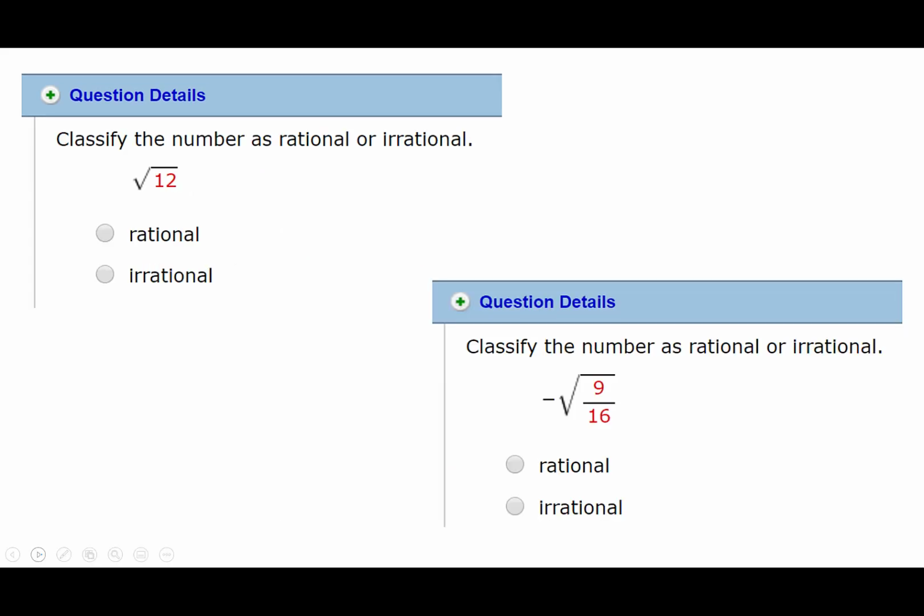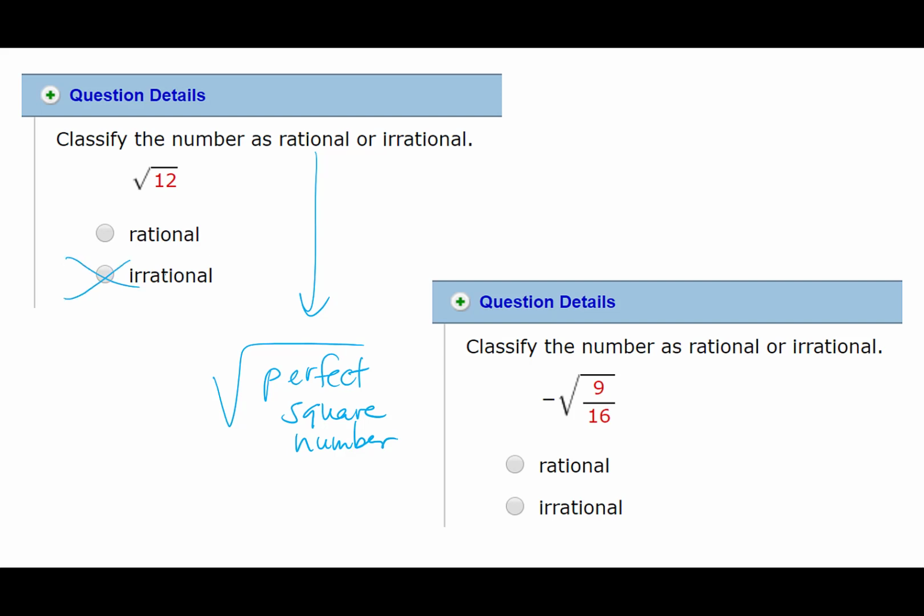Okay, next, this says classify the number as rational or irrational. The main thing you need to understand to answer these questions is that rational is taking the square root of a perfect square number, and irrational is not. So if you look at the first one, the square root of 12, 12 is not a perfect square number, and so it's irrational. If you were to type that into your calculator, the square root of 12 is just some decimal that goes on forever and ever.